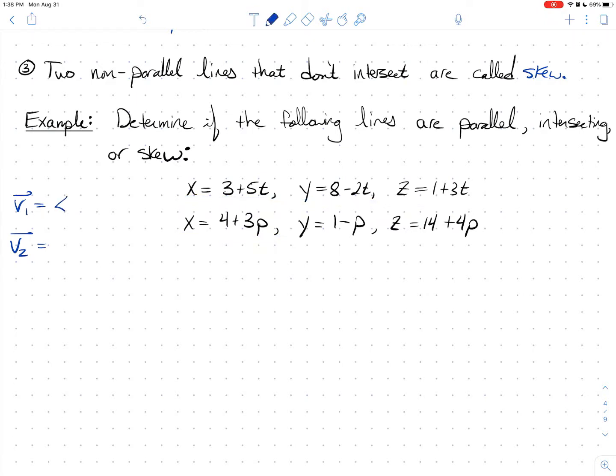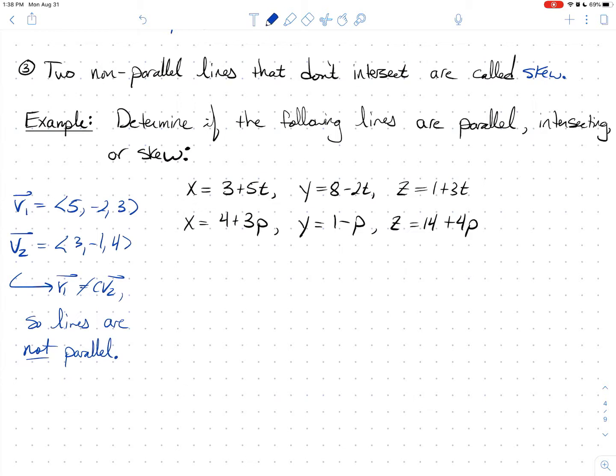So for the first line, the direction vector is just 5, -2, and 3. I'm just reading off those numbers, and the second direction vector is 3, -1, and 4. And so it's pretty easy to see that these guys are not constant multiples, so these lines are not parallel. All right, so we've got that down, so we know that they're not parallel.